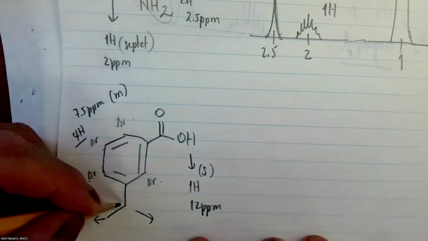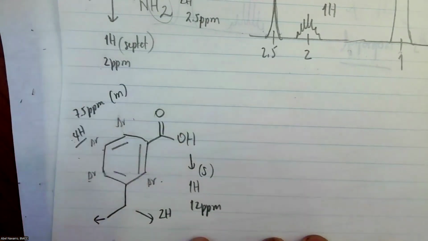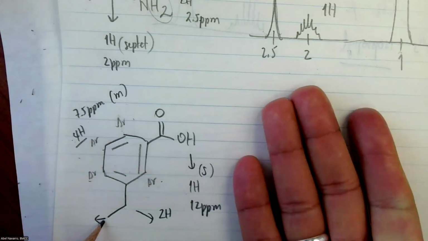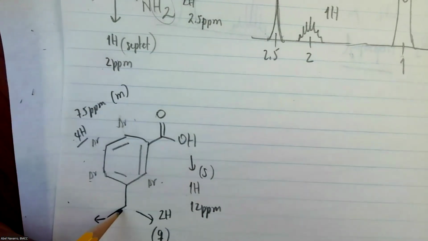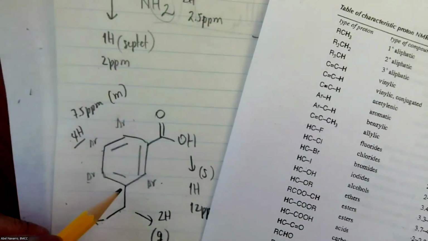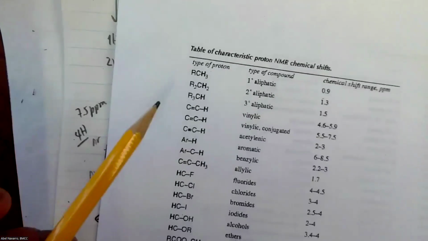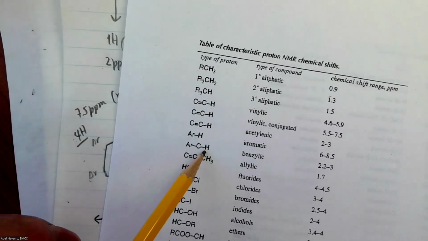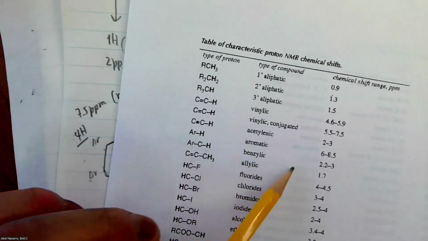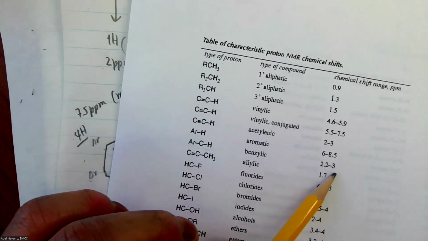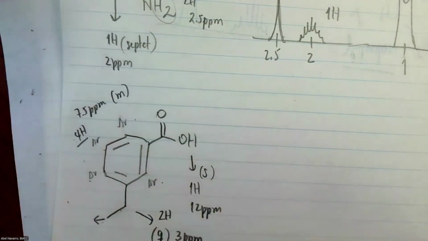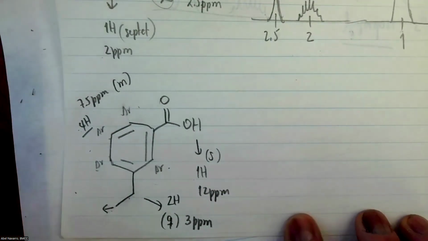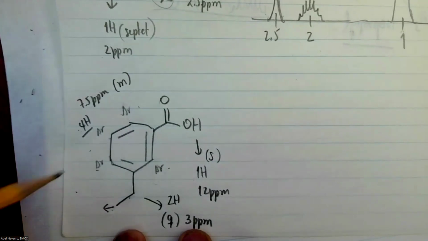This one is a CH2, integration of CH2. It has neighbors, 3 plus 1, 4. That's a quartet. And the ppm, okay, that's a CH next to an aromatic ring, 2.2 to 3. Let's do it 3 ppm. Once again, it's an approximation, guys. You don't have to do a calculation that is that strict.